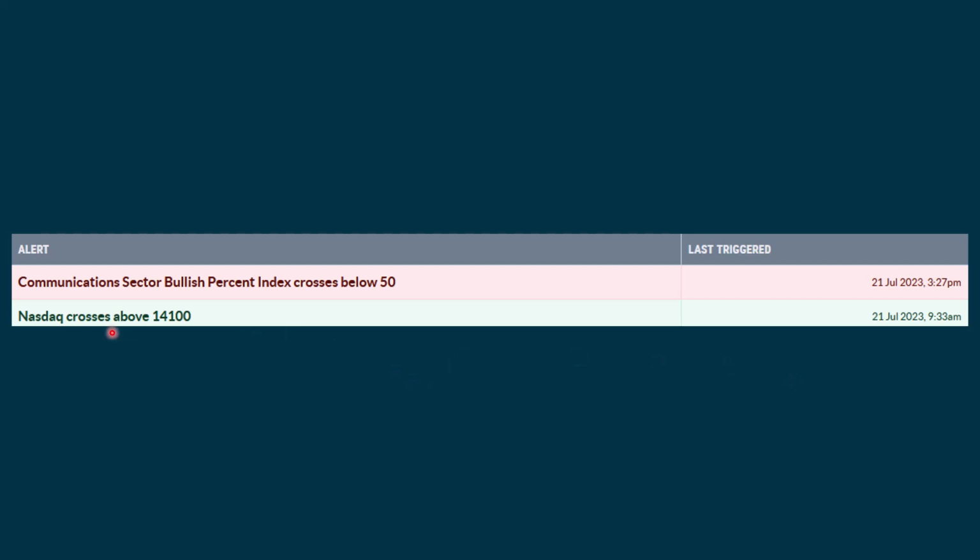Right after the market opened, the NASDAQ got above 14,100. Then later in the day, the communications sector had a BPI cross below 50. That's negative. That means there's weakness that's coming in. Sometimes we can have a list that's longer than what I can show you. Other times we just might get 1 or 2 alerts.